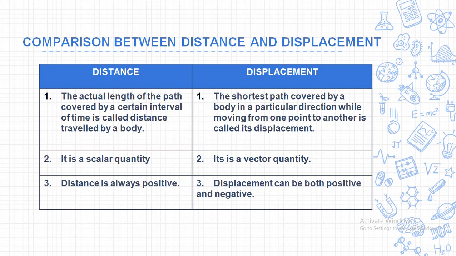Moving to the next: distance is a scalar quantity, meaning it requires just a value, or should I say magnitude, and displacement is a vector quantity which requires magnitude along with direction, or should I say value along with direction. Third one is that distance is always a positive number, which I mentioned in the previous slide, and displacement can be in both positive and negative direction.